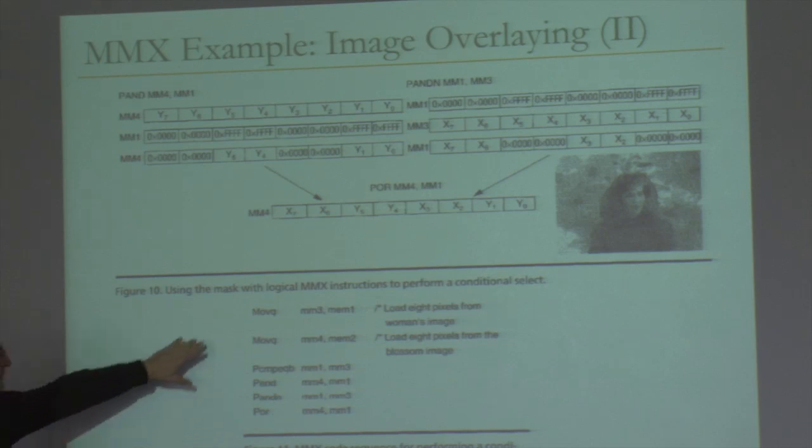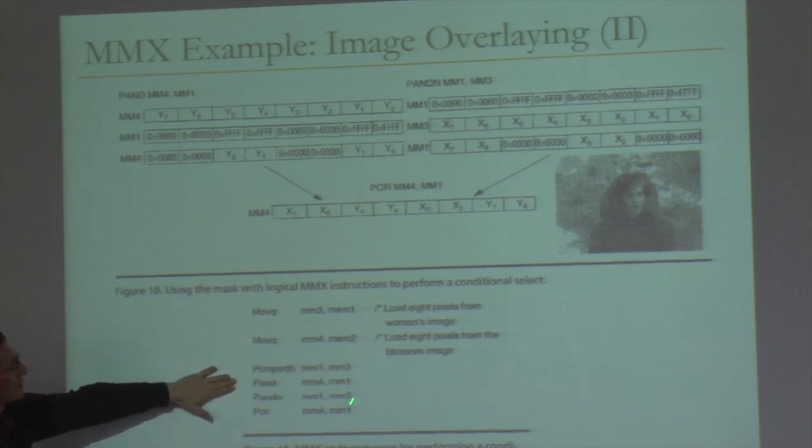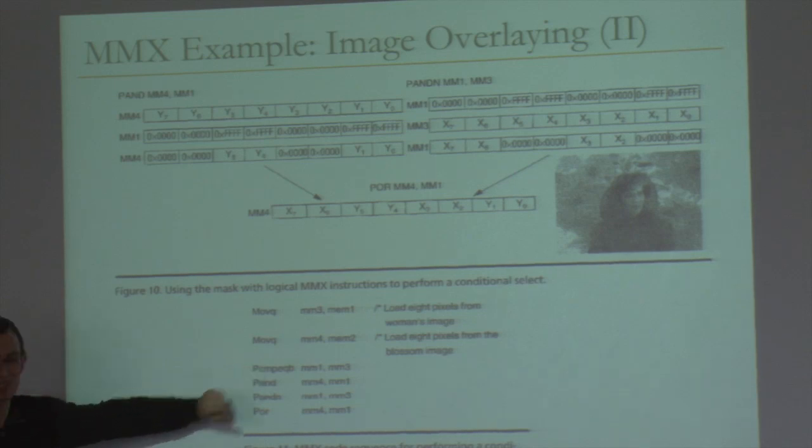OK? And this is the end resulting code. You move, load 8 pixels from the lady's image. You load 8 pixels from the blossom image. And you do a packed compare equal byte. You do a packed AND NOT, and packed OR. This way, you replaced 8 pixels.